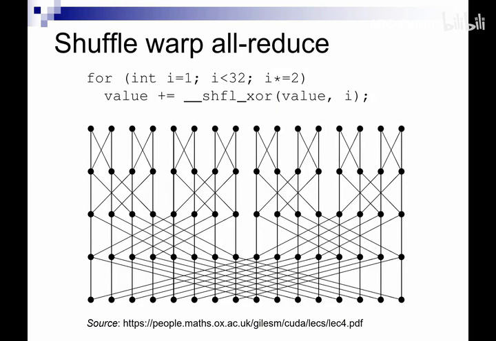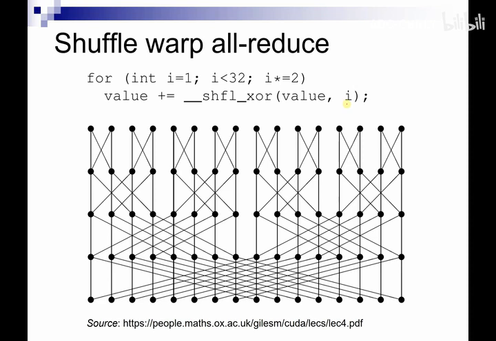Okay, so we can also use this to do an all reduce. The previous example reduced the values down to one thread. Of course, you could have that thread just broadcast the value to all the other threads, and then you get an all reduce. But there's another way to do this, and it shows an example of using the shuffle XOR.